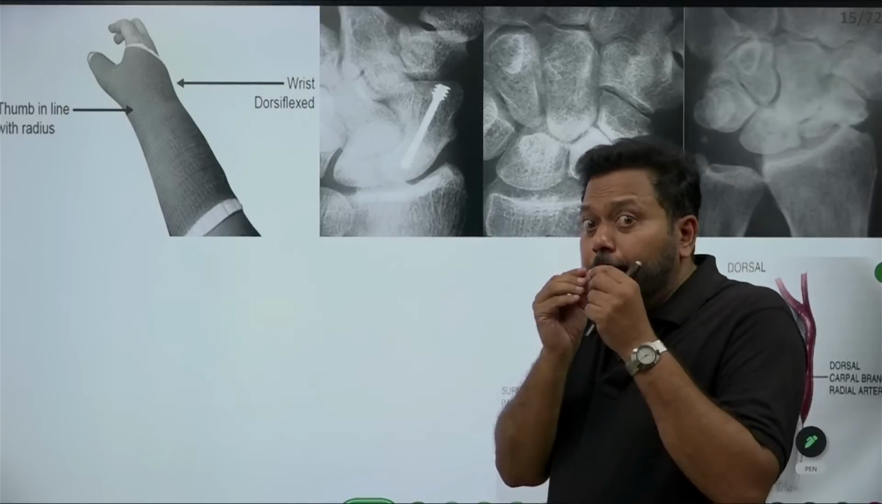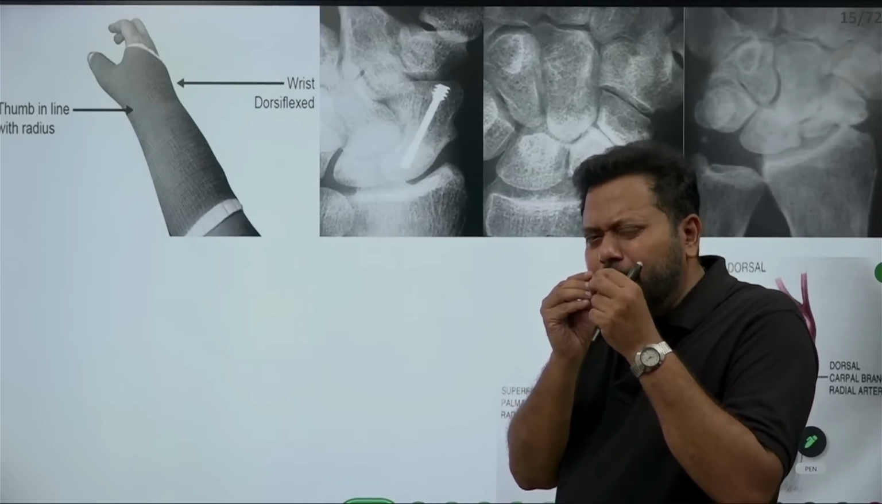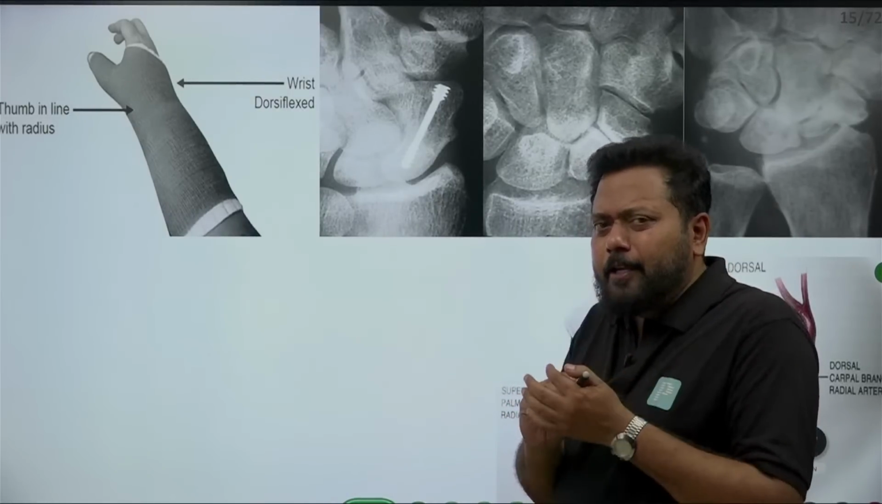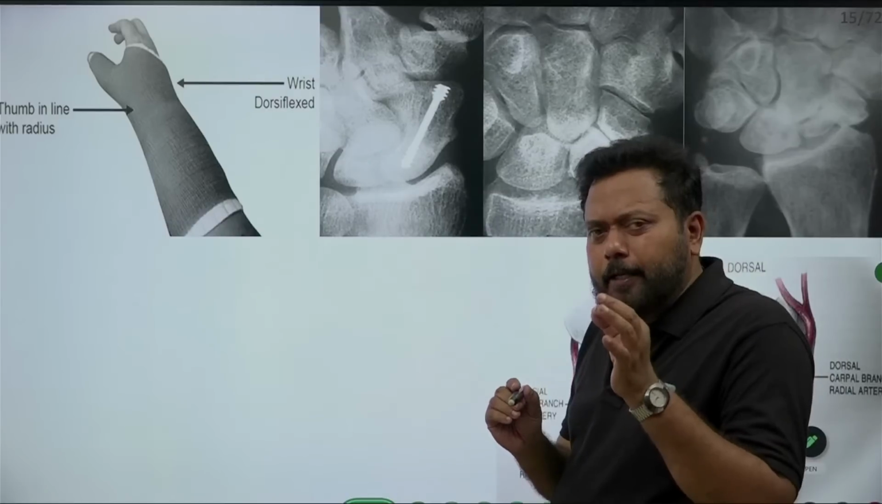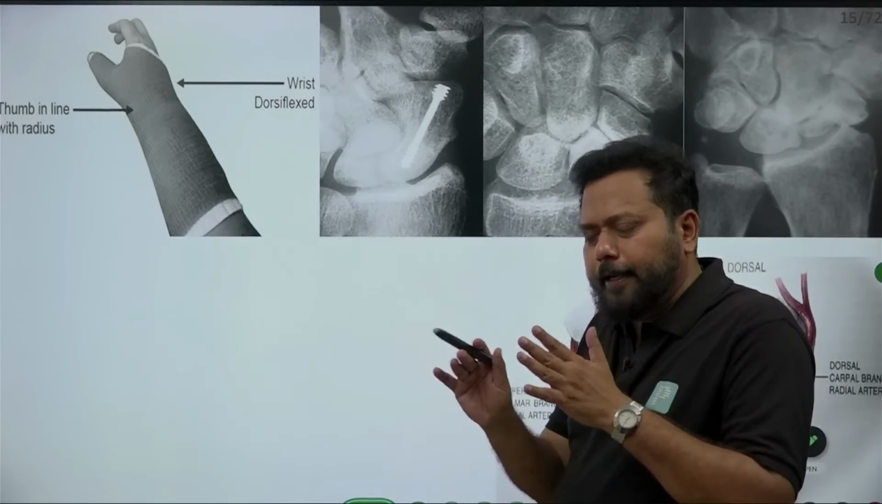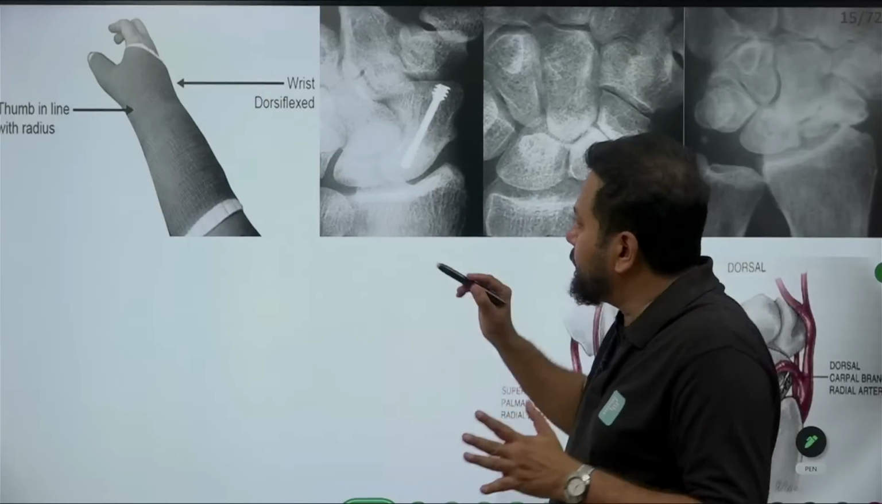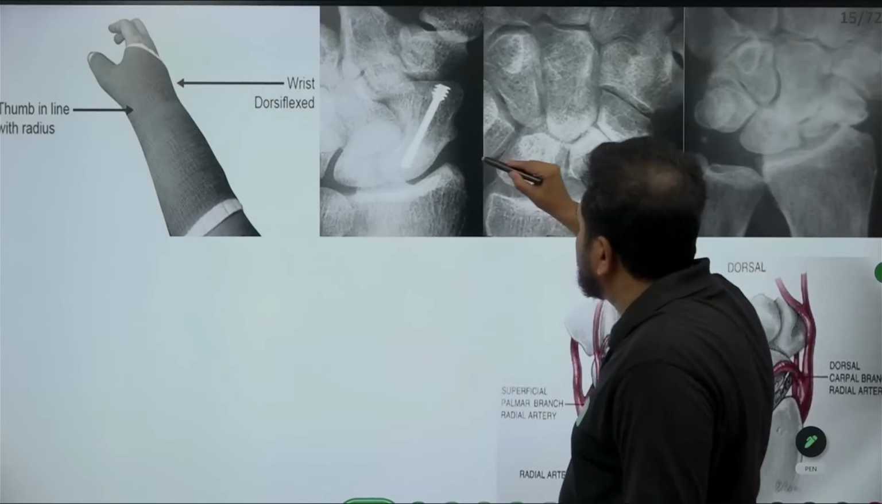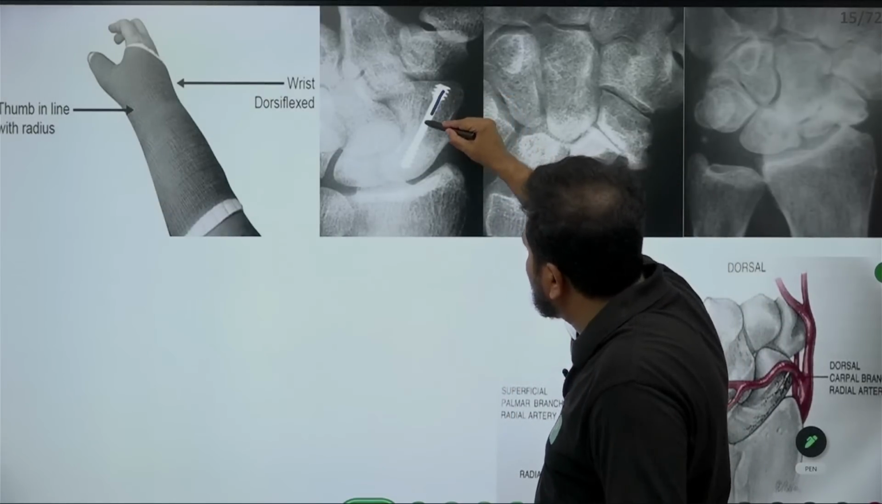Undisplaced. If the fracture is at the proximal pole, distal from the waist, or even minimal displacement is there, it is open reduction, internal fixation or percutaneous fixation. Best is to open. The practical things you don't need. So it's open reduction, internal fixation with a screw. You see the screw.